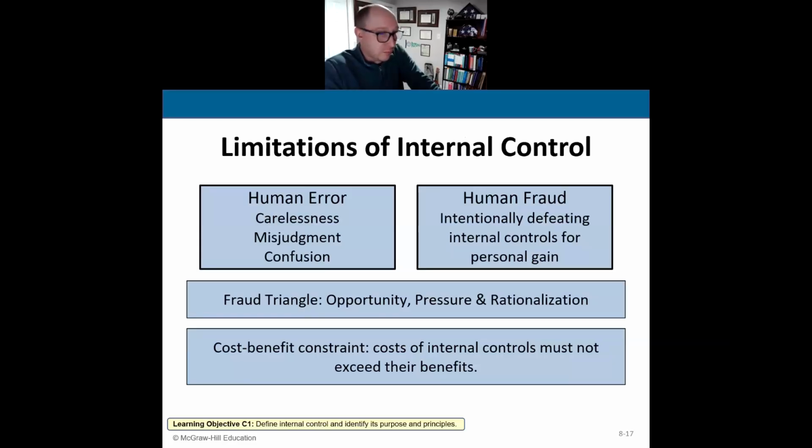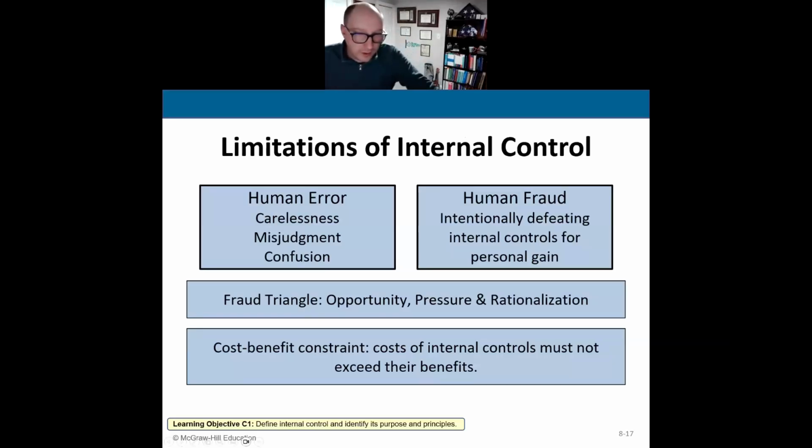So opportunity, pressure, and the last one is rationalization. Employees justify committing fraud. Everyone does it. It's a normal thing. The business won't notice. That's rationalizing. So opportunity, pressure, and rationalization are the reasons why humans commit fraud in the first place. We call this the fraud triangle. There are three sides to the fraud story.